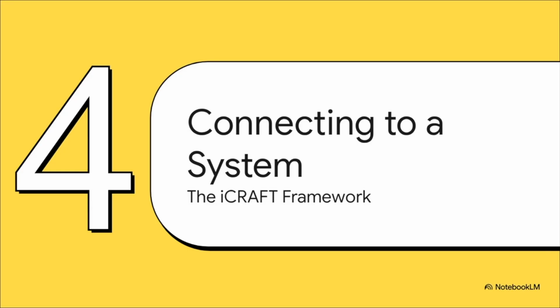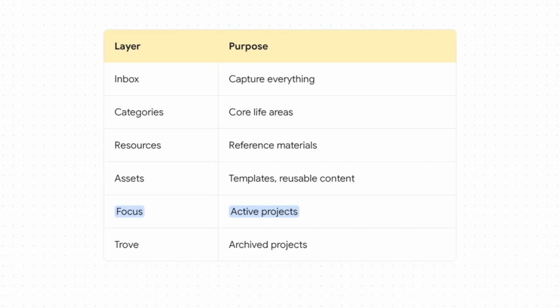A tool like this is cool on its own, but it's way more powerful when it's part of a bigger system. So this automation isn't just some random trick. It was actually designed to fit perfectly into a structured productivity system called iCRAFT. The iCRAFT framework organizes all of your digital stuff into these clear layers. As you can see, there's a spot for everything, from your inbox, where things land, all the way down to your trove for archived work. And our one-click automation is built specifically to serve that focus layer, which is home for all your active projects. This makes sure every new project starts clean, organized, and fits right into the bigger picture.